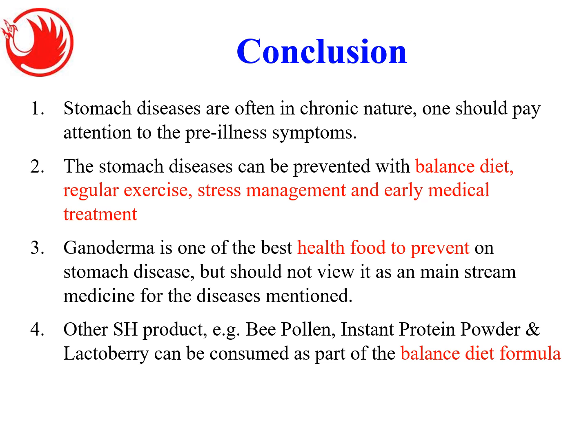You can refer to the 3 testimonials just now. They had very good results after taking the Ganoderma. Lastly, other Stronghold products such as bee pollen, instant protein powder, and lactobacillus can be consumed as part of your balanced diet formula. With that, I end my presentation.